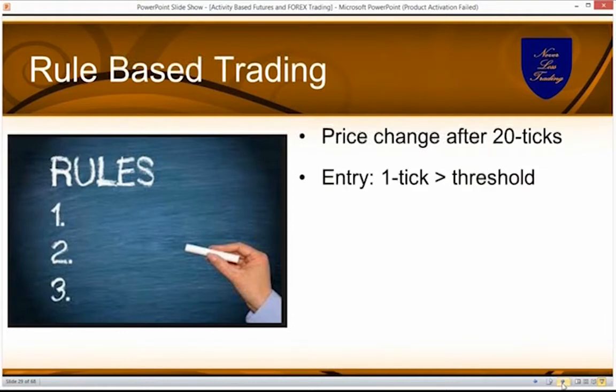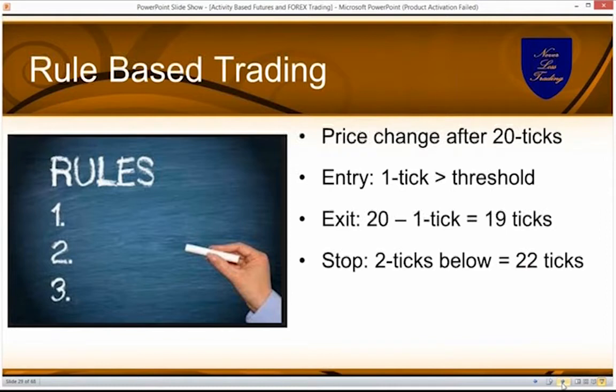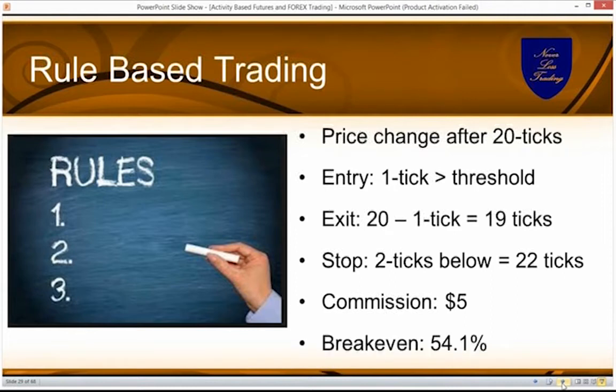We enter one tick above the threshold that you will see on the chart, and we exit after 19 ticks. When we trade for 20 ticks minus 1 tick, which ticks it in, 19 ticks is your reward. On the other hand, we consider 2 ticks below the entry candle your stop. That's 22 ticks you lose when you lose, and you have a commission of $5. Those are the mathematical backgrounds, and we can do our break even.